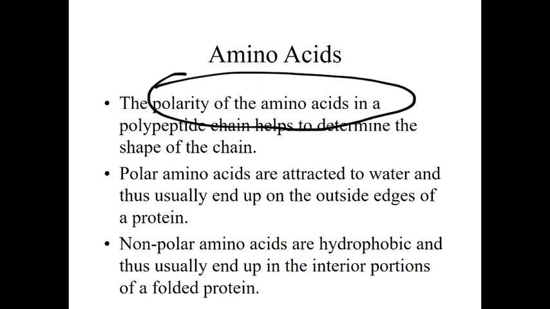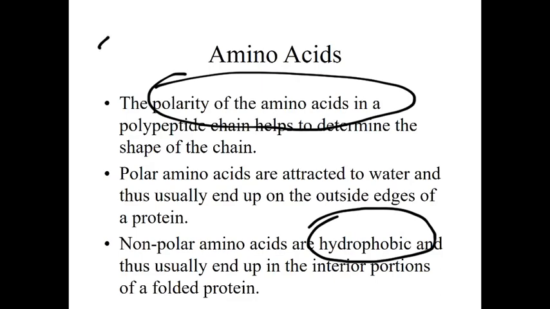So these polar amino acids usually end up on the outside edges of a protein. Whereas the amino acids with non-polar R groups, they're hydrophobic, they're water-fearing, they don't like water, and they usually end up causing a fold to happen that will push them toward the inside of a protein where they can be away from the water. So the polarity of the R groups of amino acids is one of the key factors in determining the actual shape of a protein.